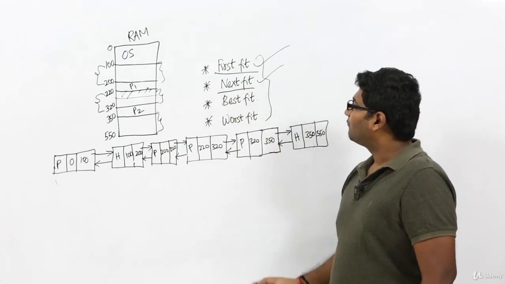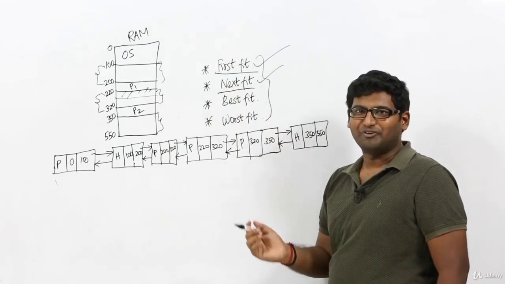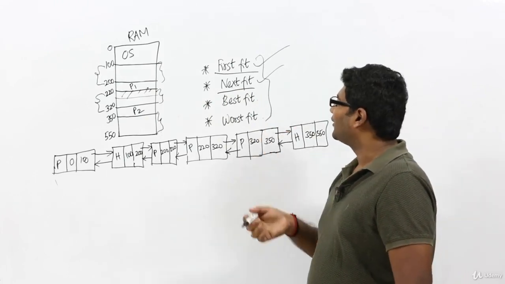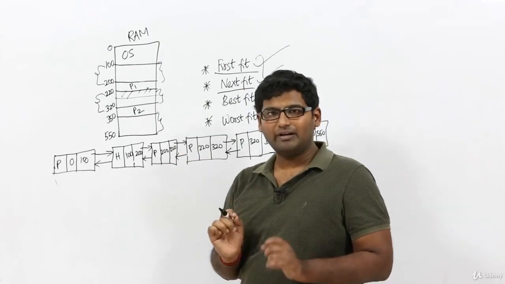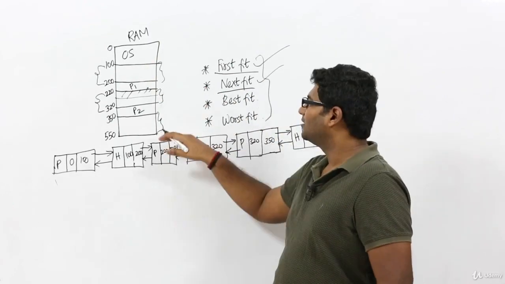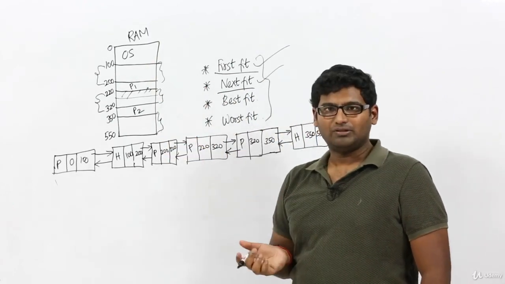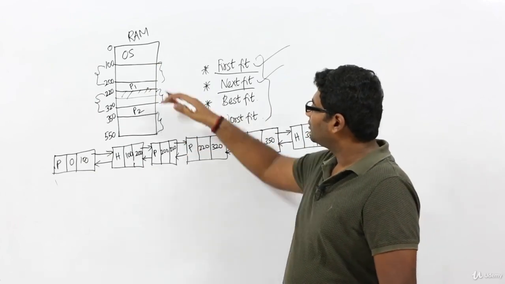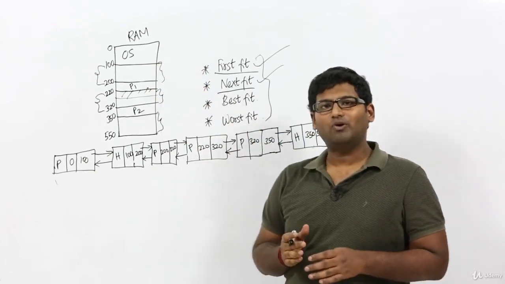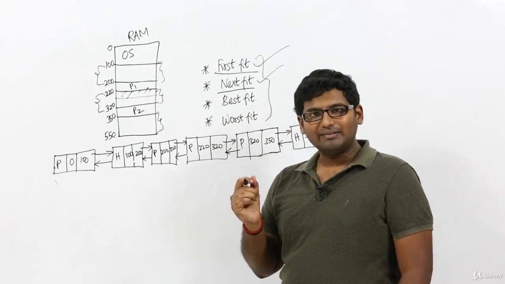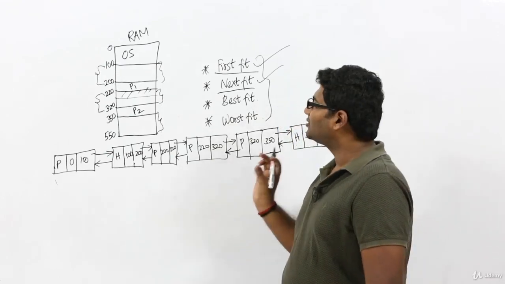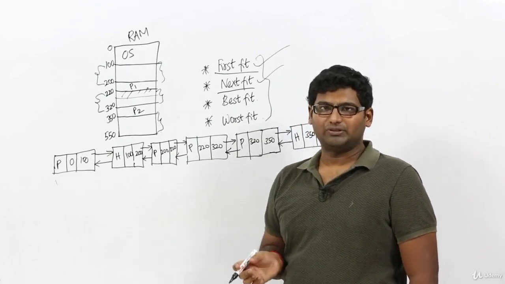Now, we didn't see best fit till now. What is meant by best fit is you need to traverse the entire address space in order to find the holes. Once you find the holes, we might find more than one hole which is big enough to hold our process. Now, among these holes, we will take the smallest hole and then accommodate the process.